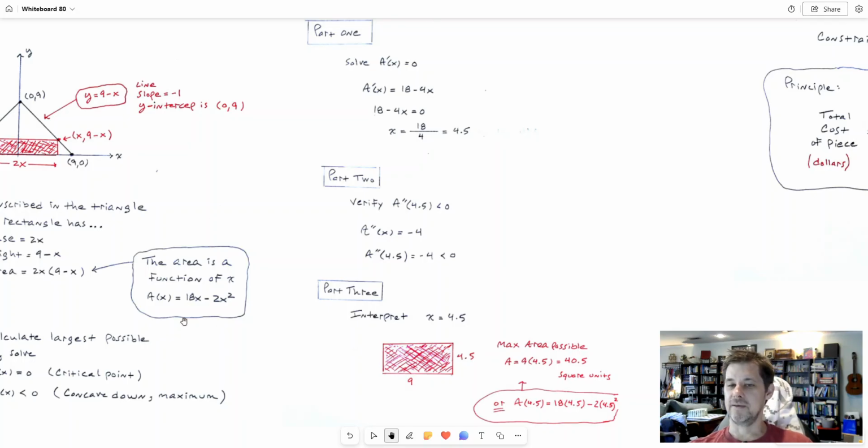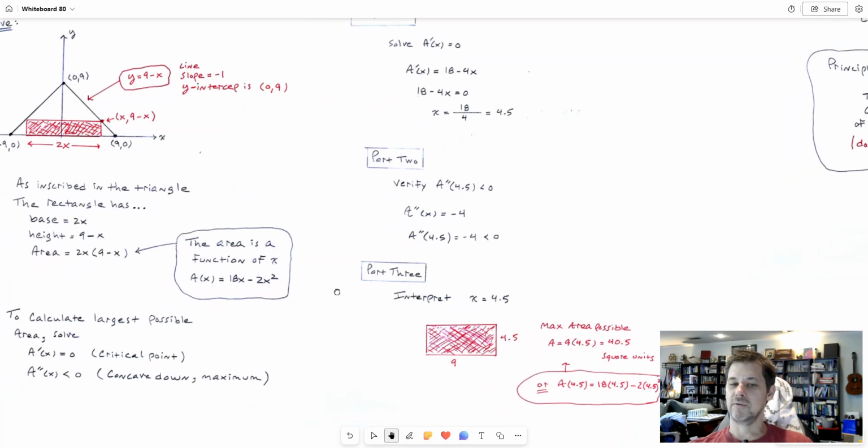So, okay, if the area function is 18x minus 2x squared, then the derivative is 18 minus 4x. Setting that equal to 0 and solving it, I'll get 18 over 4, or 4.5. Okay? Now, that number is key to the solution. It says if that point right there has an x-coordinate of 4.5, then this rectangle will be as big as it could possibly be and still be inside the triangle.